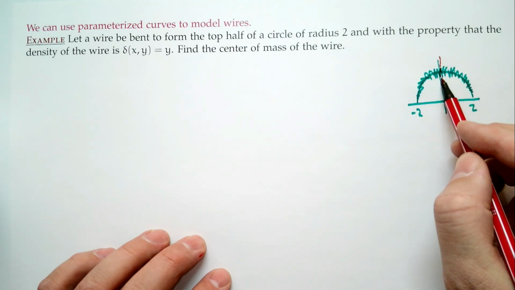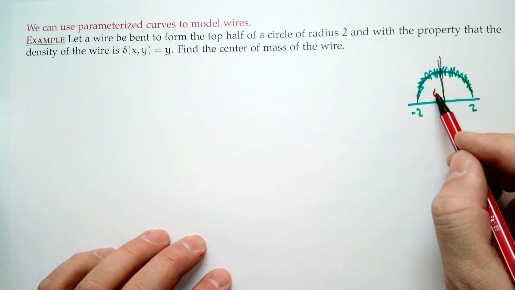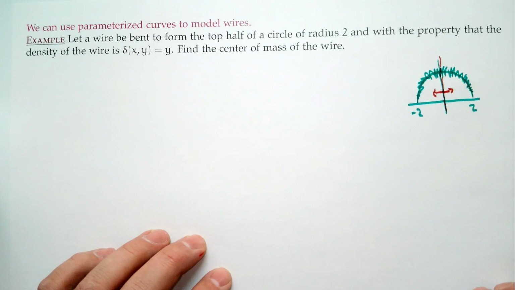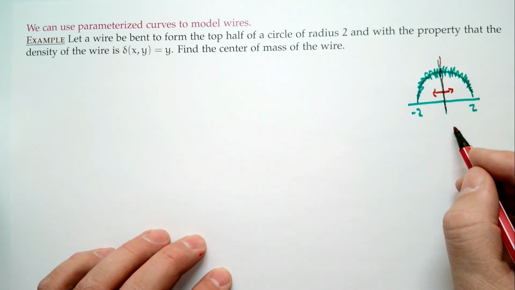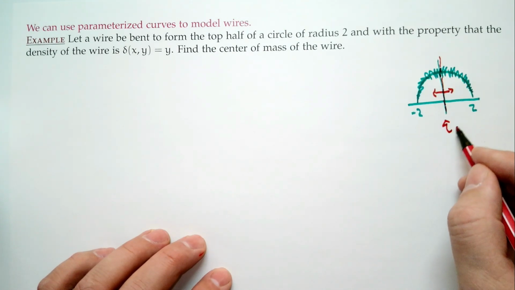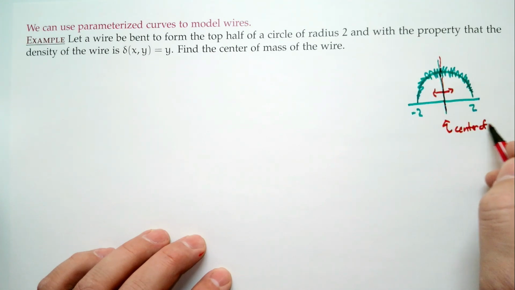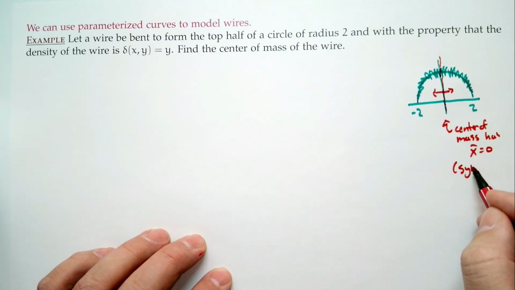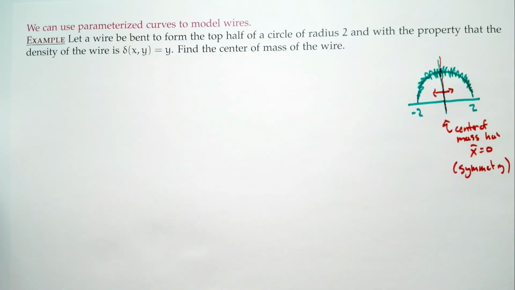The center of mass has to respect symmetry, and there's a symmetry here along the y-axis. So we know the center of mass has to have x bar equals 0. All right. Well, what's next? We've got to find the y bar. And here we can't just use a picture. There's not just symmetry. We've got to do the work. So we'll do the work.